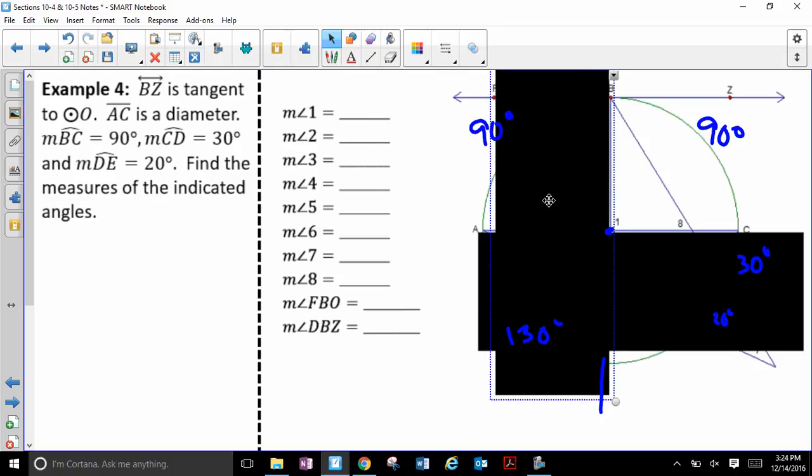So angle 1, if you use your hands, and I ignore the rest of this, goes with this arc 90. When the vertex is on the center, what do we know about the central angle and its arc? They're congruent. So the measure of angle 1 is going to be 90 degrees because it has to be the same as its arc. Okay?